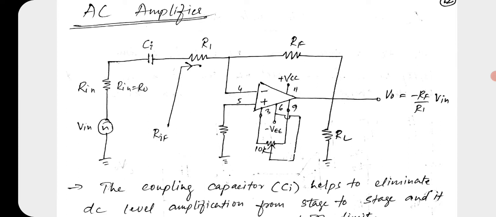Yeah, CI is the input side, the input coupling capacitor. Similarly, you can also have an output coupling capacitor. The purpose of the coupling capacitor is this: see, which amplifier is this? An AC amplifier. If it is an AC amplifier, it should amplify only AC, right? When an AC signal is given, it should amplify that particular AC signal.